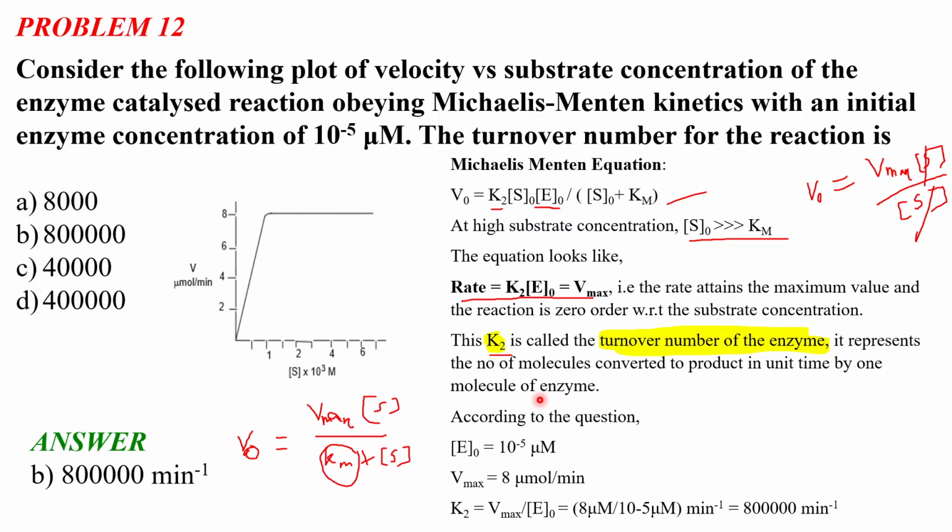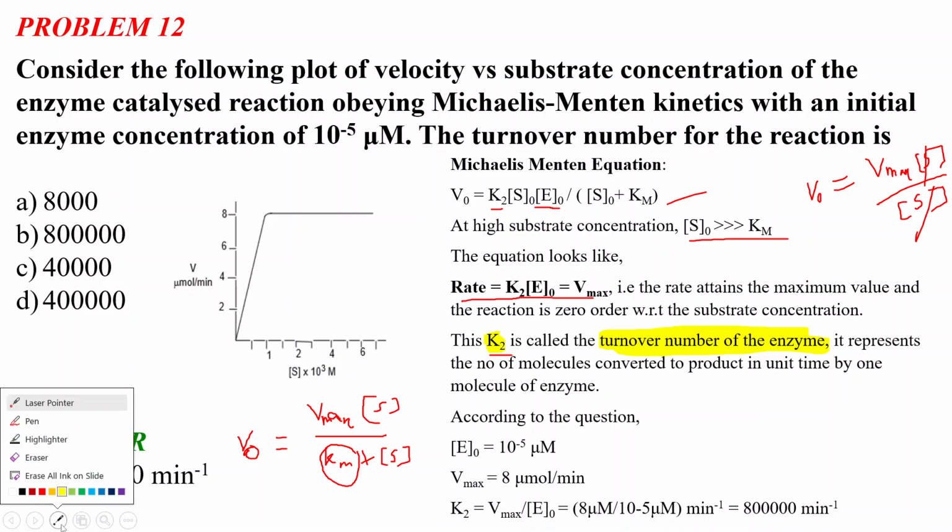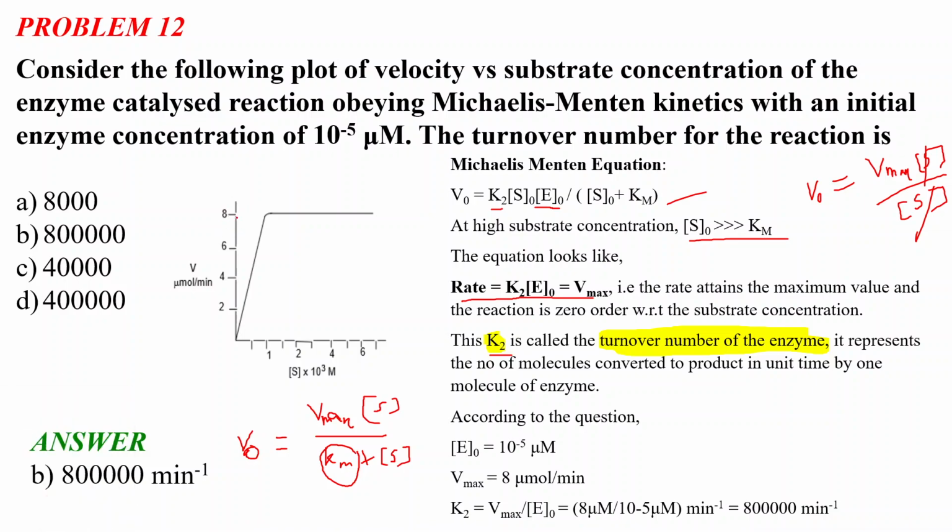According to the equation, E0 equals 10 to the power minus 5 micromolar. So the initial enzyme concentration given to you is 10 to the power minus 5 micromolar. And Vmax equals 8 micromolar per minute, and this Vmax value can be taken from this graph. As you can see, this is Vmax, your highest velocity, coming to 8, and the unit is micromole per minute. So Vmax is 8 micromole per minute from the graph, and E0 is provided in the question.